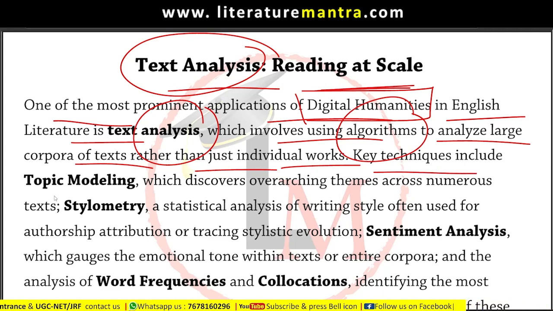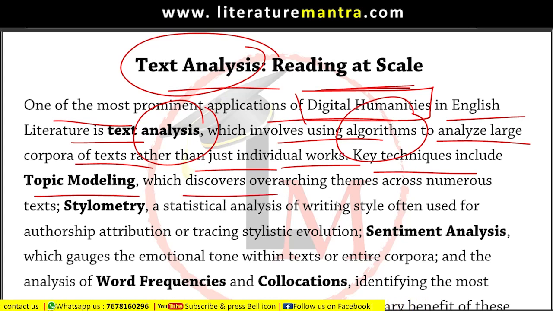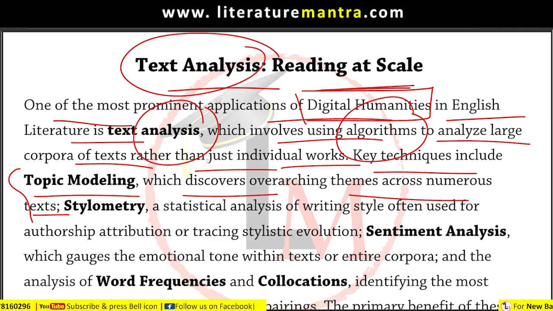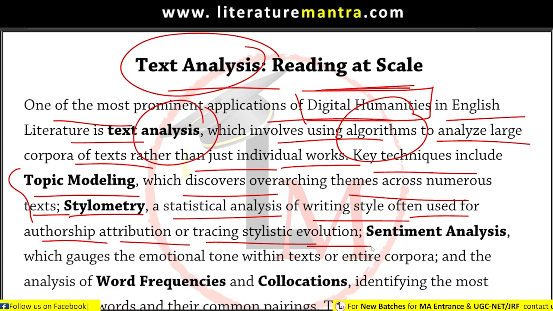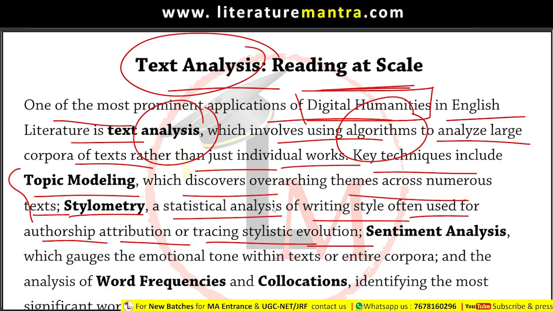So key techniques include topic modeling, which discovers overarching themes across numerous texts. For instance, we can discover some theme across all the tragedies of Shakespeare. Uske baad stylometry. What is this? It is a statistical analysis of writing style, often used for authorship attribution or tracing stylistic evolution. For instance, there are some plays that are still disputed whether Shakespeare wrote it or in collaboration or maybe somebody else wrote it. So we can try to establish the authorship using stylometry.